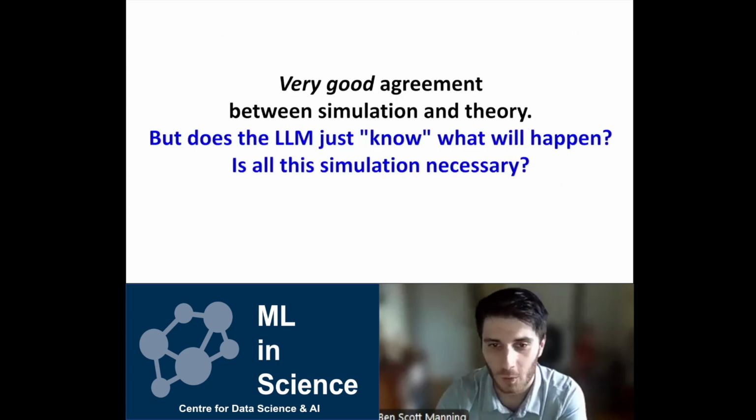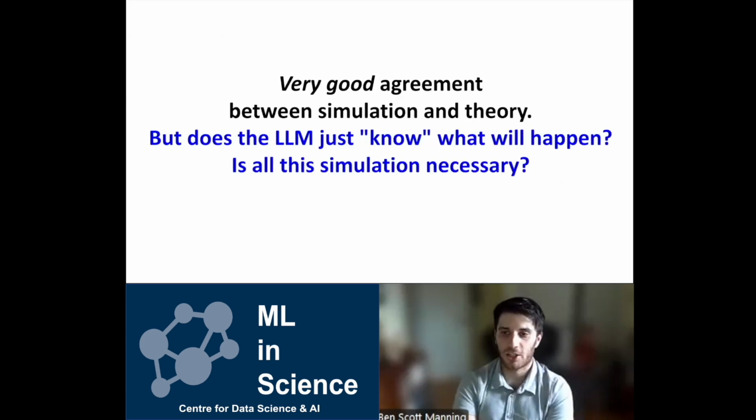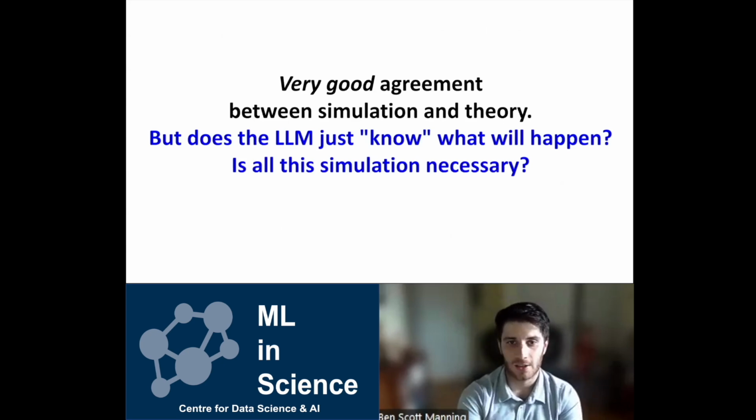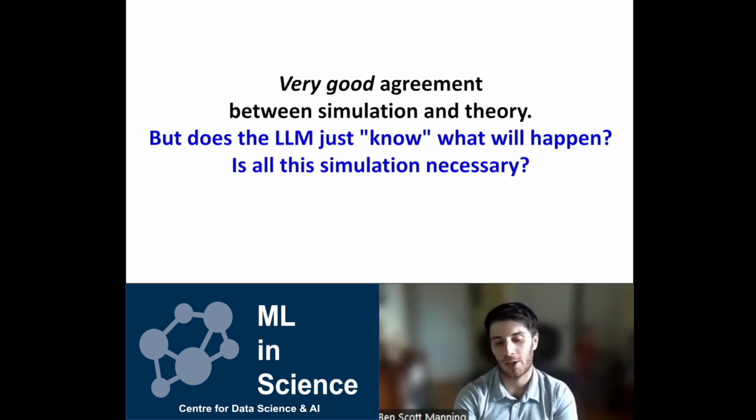But this raises a question. Why did we go to all this trouble if the theory just predicts exactly what will happen? And the LLMs probably read about this theory. If you query GPT and ask it, hey, do you know about auction theory? It'll give you a pretty good answer.